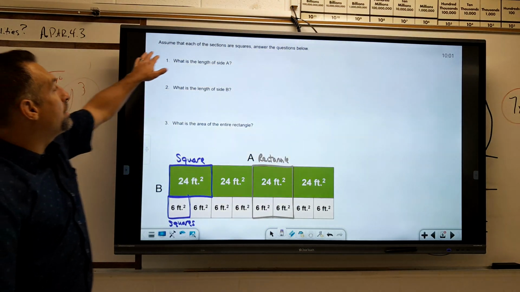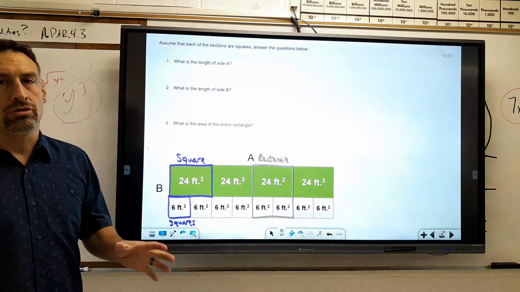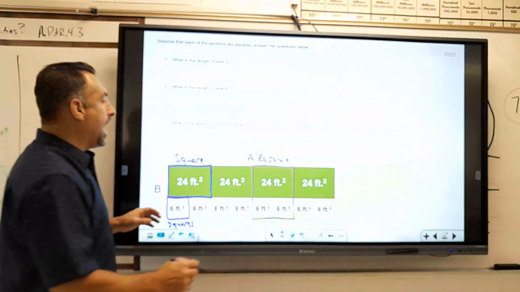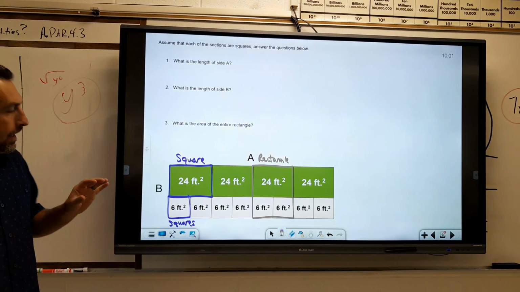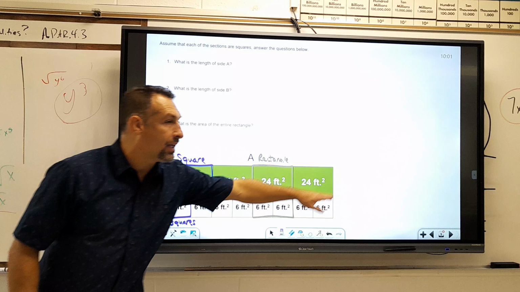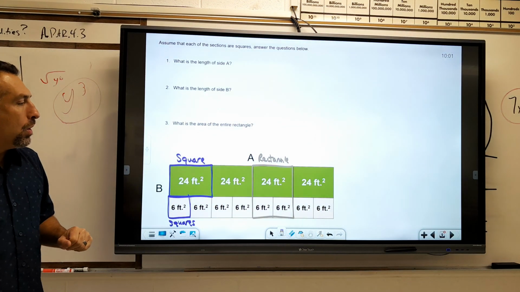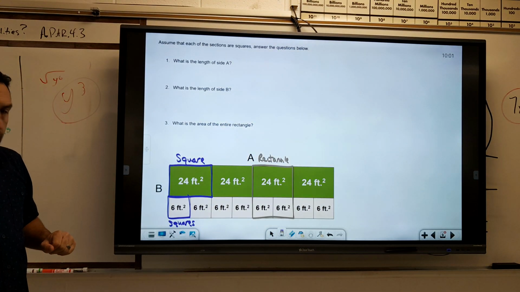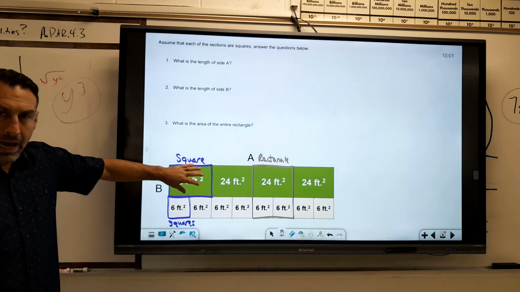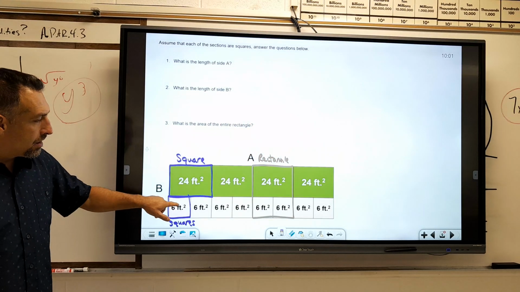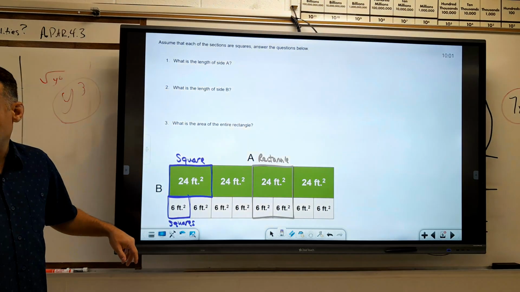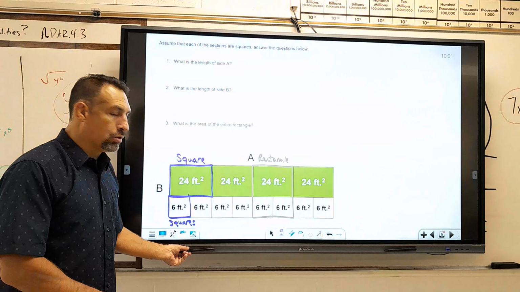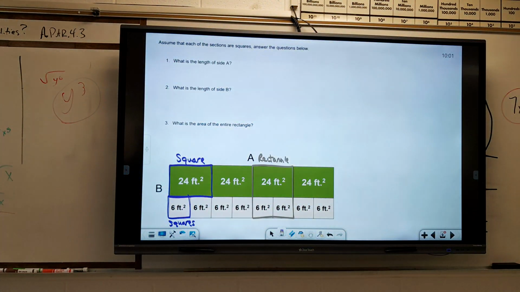They said assume each of the sections are squares. That's not true. It's just not. And the large shape itself is clearly a rectangle. It looks like a rectangle. The whole big thing, it is a rectangle. The only things that are actually squares are going to be the green boxes and the pastel pinkish kind of box. Those are actual squares. So you can do the math with the square roots on them.